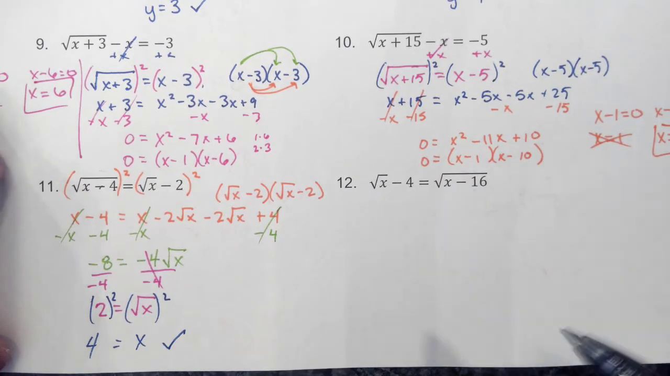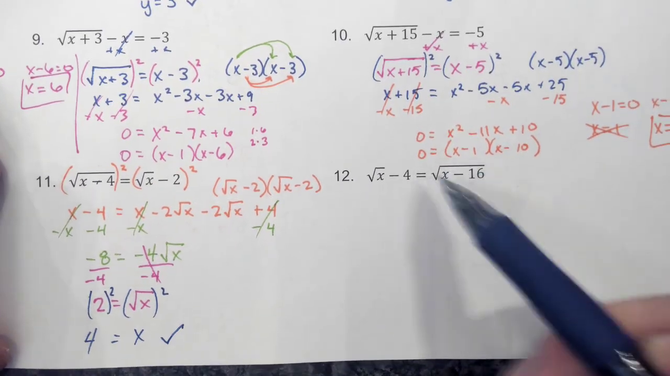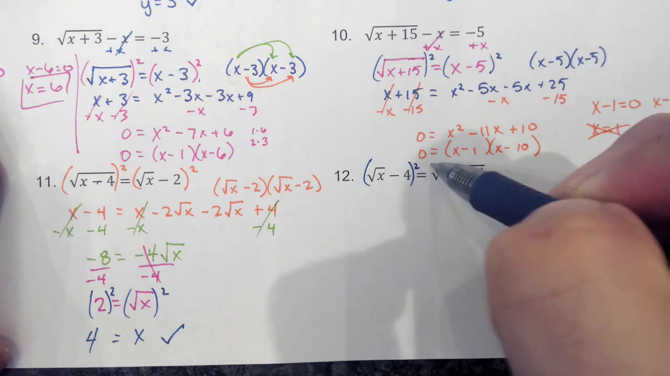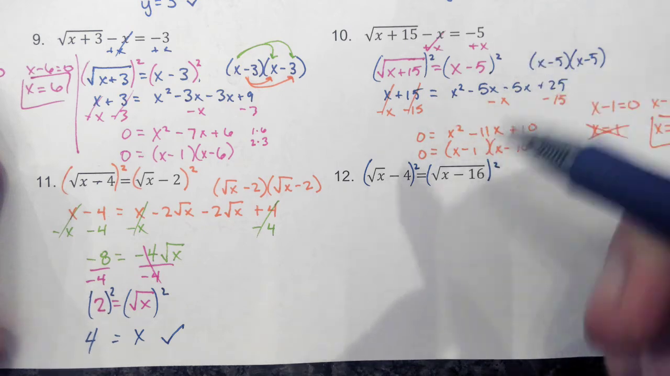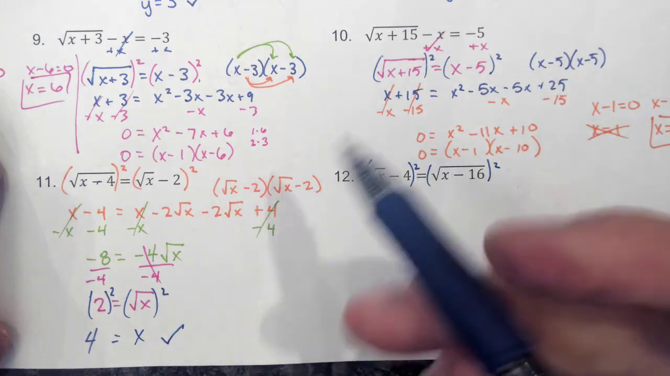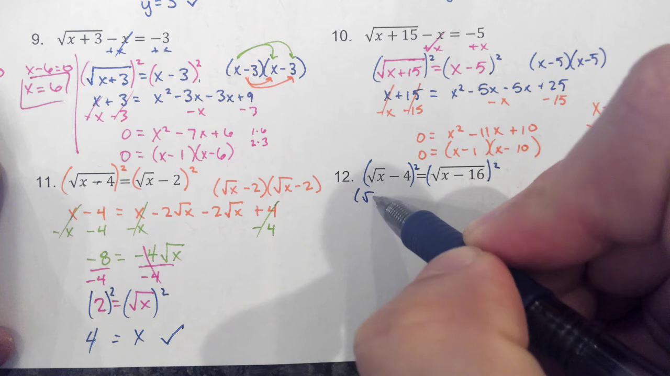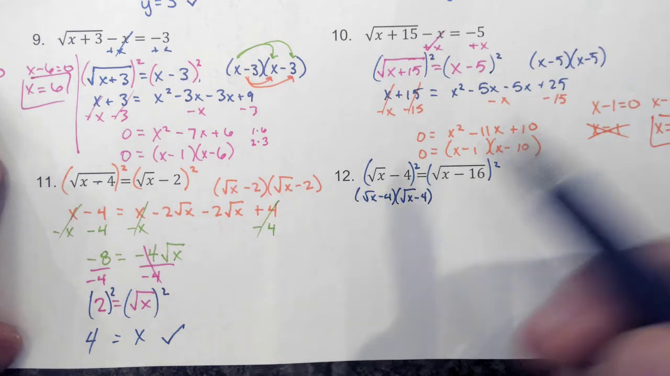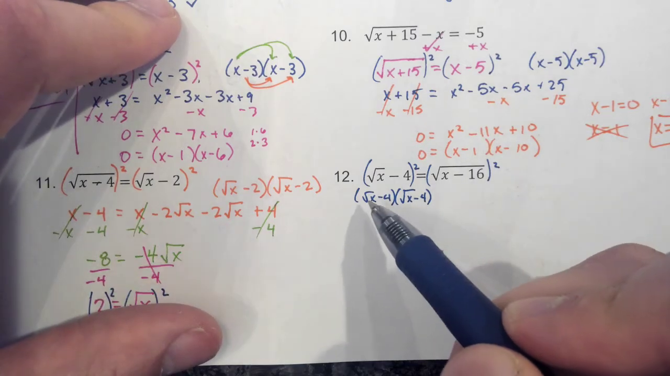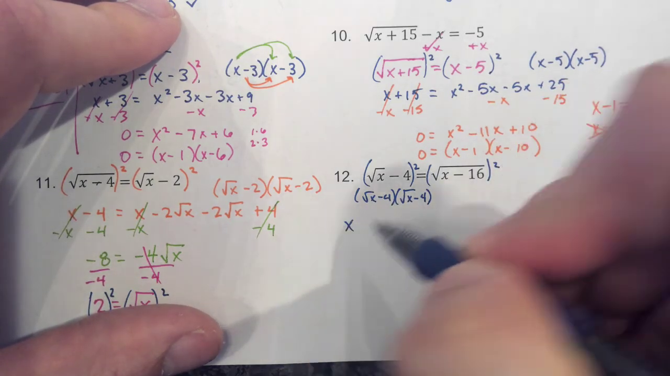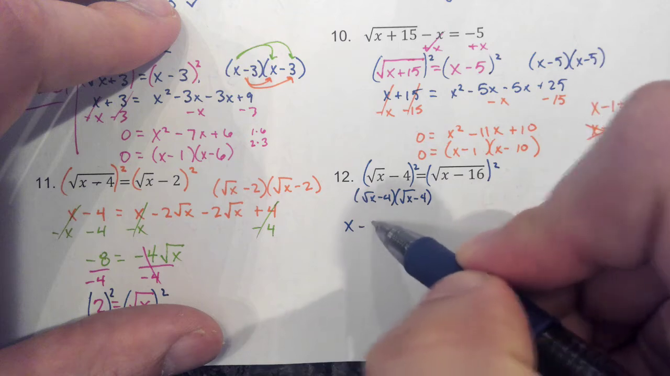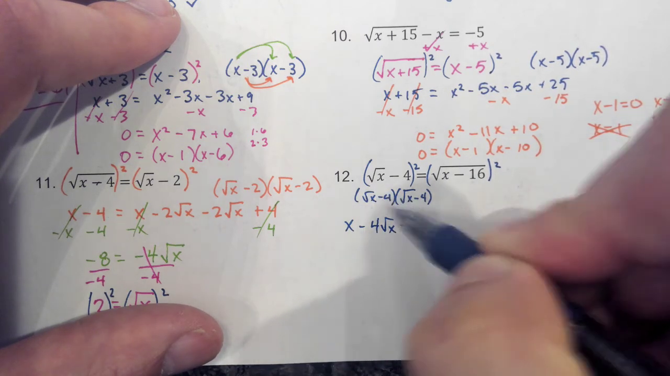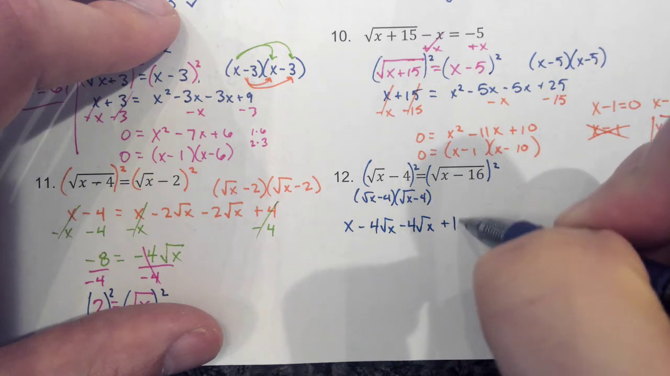Otherwise, here we go. So this radical is isolated. So I will go ahead and square both sides. Okay, this one's got to be FOILed out like we did here. So you might write it down. Square root of x minus 4 times square root of x minus 4. So if I FOIL that out, square root of x times the square root of x is x. Square root of x times negative 4 square roots of x, same there, negative 4 square roots of x, and then negative 4 times negative 4, positive 16.